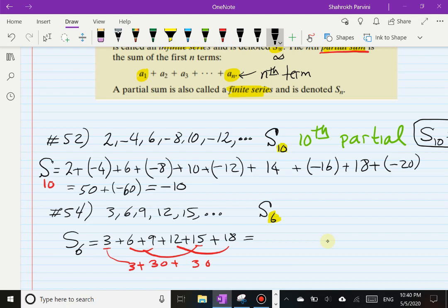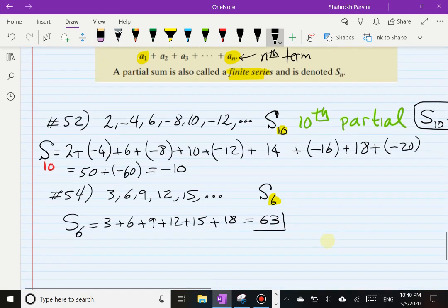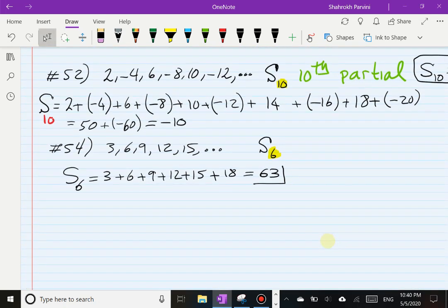So I got 63. And there you have it. So this partial sum of the first six terms is going to be 63 in this exercise. And that is our final answer. And let's see. Okay. So we're good with this one. Hopefully you were able to follow this. Now, the last idea of this section is summation notation. So let's talk about the summation notation.